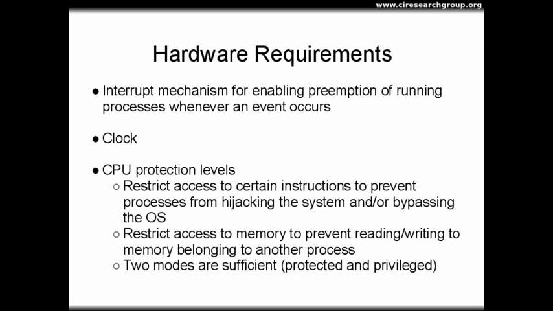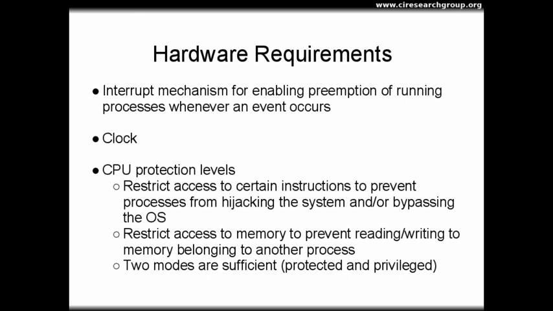We need to have a clock so that we know how long a process has been running, and we need to have CPU protection levels to restrict access to certain instructions to prevent processes from hijacking the system or just trying to bypass the operating system altogether. We also need to restrict access to memory in order to prevent reading and writing to memory that a particular process does not own, that belongs to somebody else.